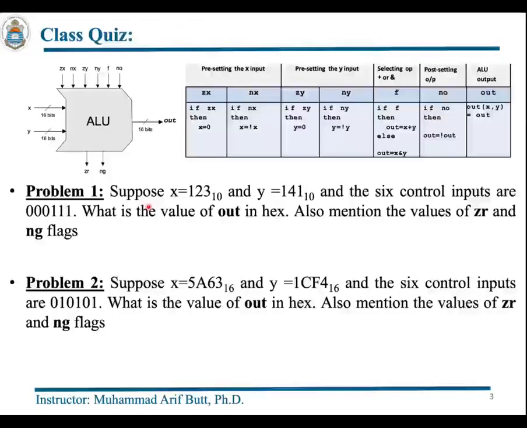So this is the class quiz. Well, dear students, in the last session we designed the Hack ALU, this one, which inputs two 16-bit numbers and can perform 18 different operations on these two input values based on these six control inputs: ZX, NX, ZY, NY, F, and NO, and generates a 16-bit output and sets or resets two flags, ZR and NG, the zero flag and the negative flag.